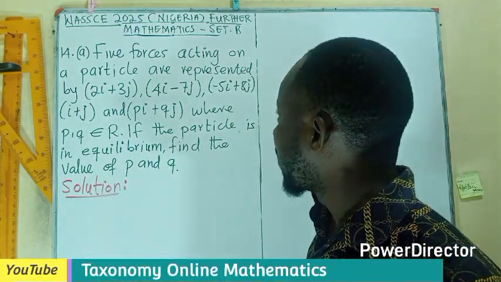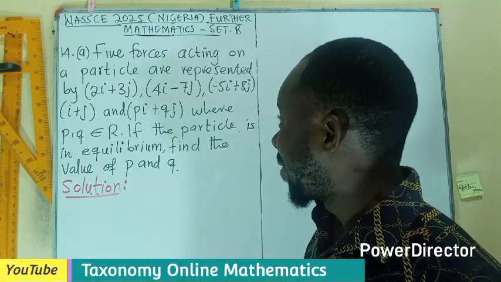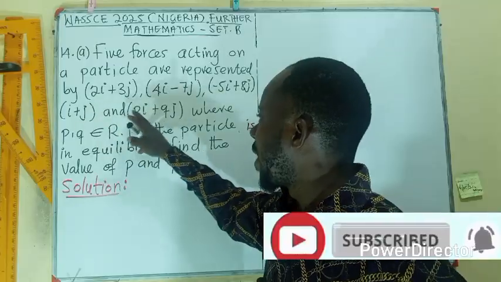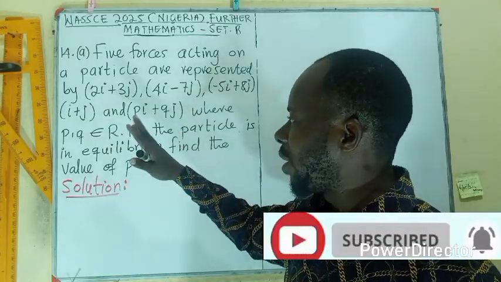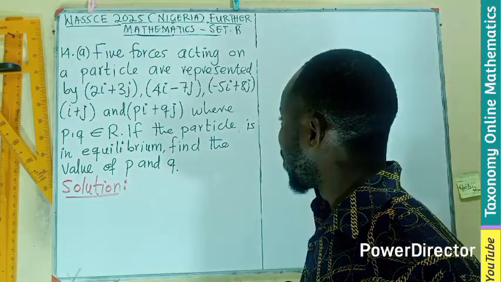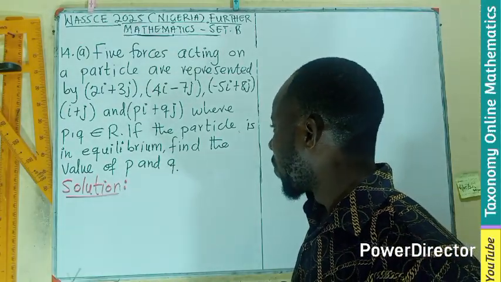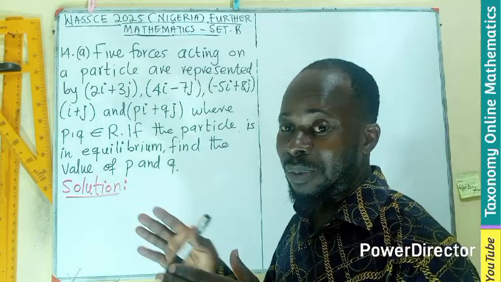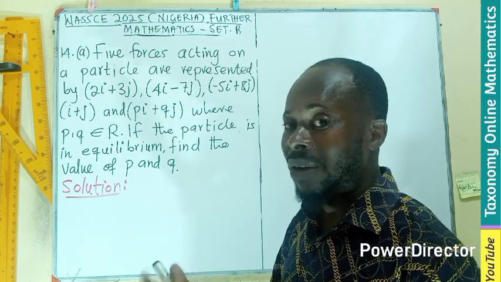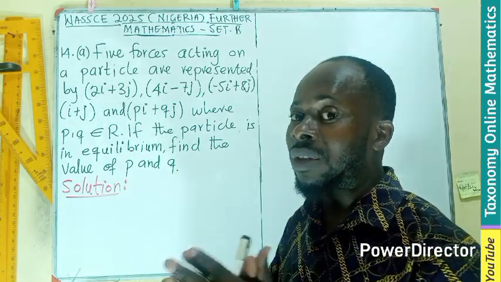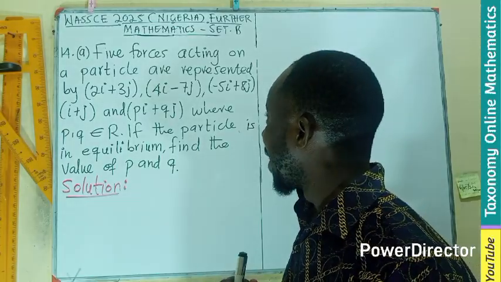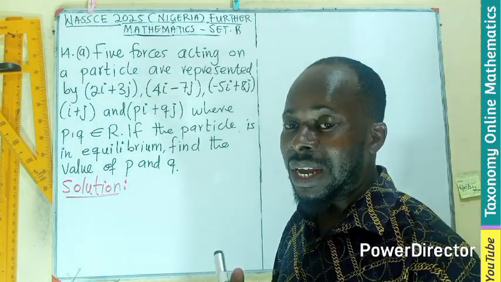We have five forces acting on a particle, represented by 1, 2, 3, 4, and 5, where P and Q are all elements of what? A set of real numbers. If the particles are in equilibrium, we are to find the value of P and Q. Forces being in equilibrium simply means their sum, if you add all the forces, you should get what? Zero. So what do we do? We have these forces in the ij Cartesian plane.